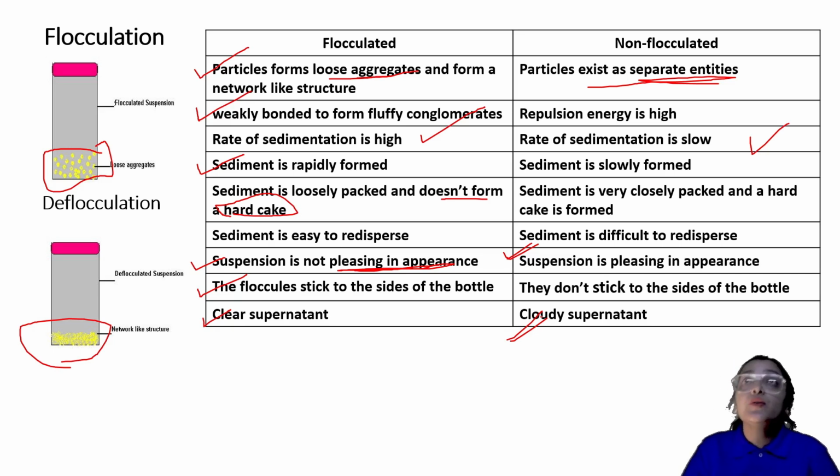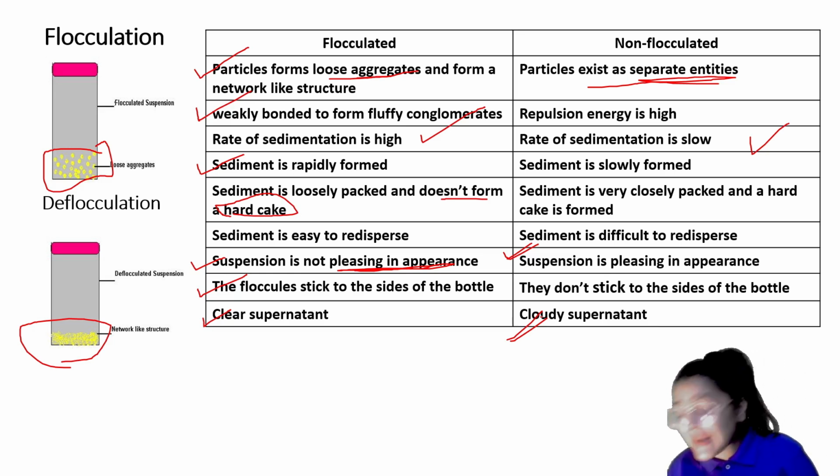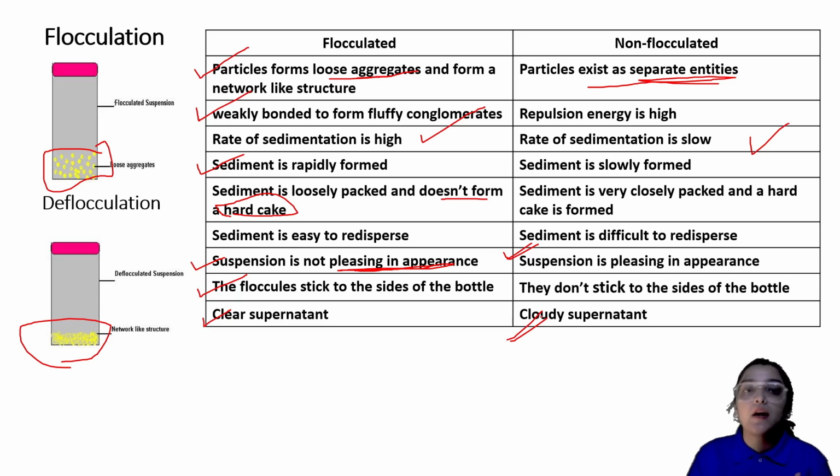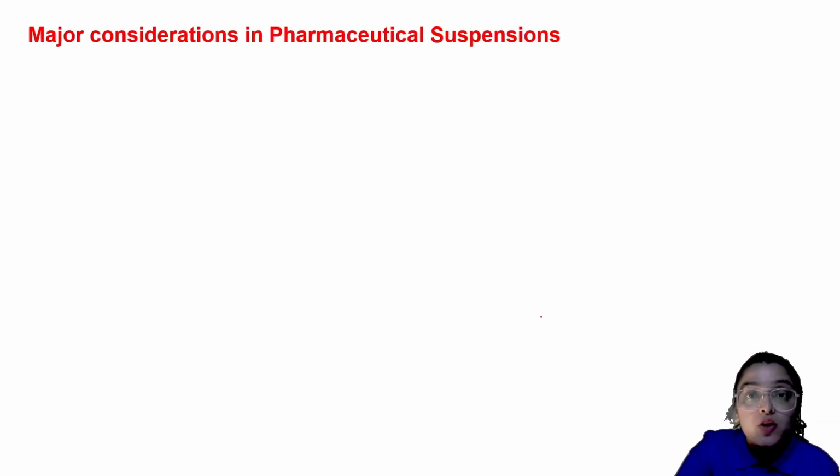Okay students, next we are going to see other major considerations apart from the basic definitions: how sedimentation occurs, what things govern sedimentation, and how particle size is taken into consideration while forming a suspension. I am going to explain a little about the major considerations while formulating a suspension. The first consideration that you should know is the particle size.